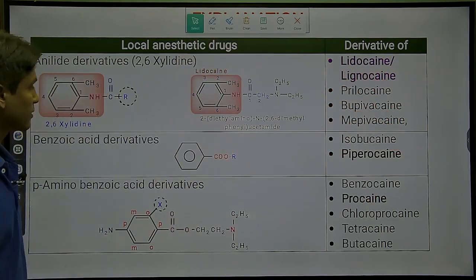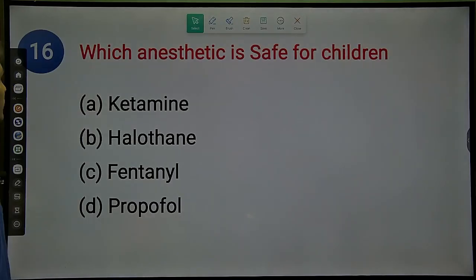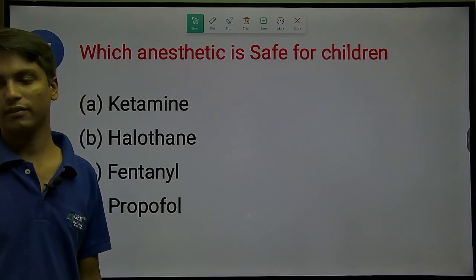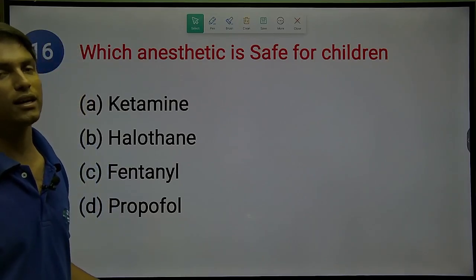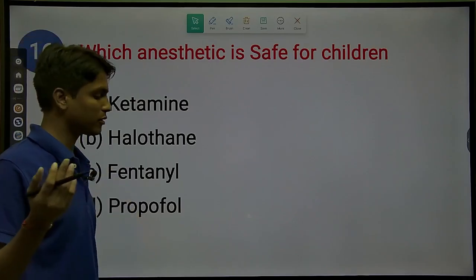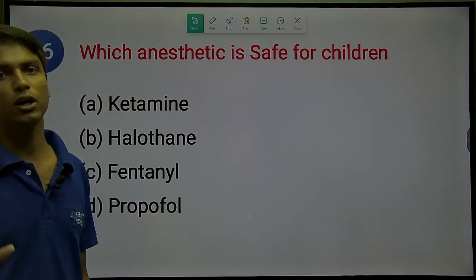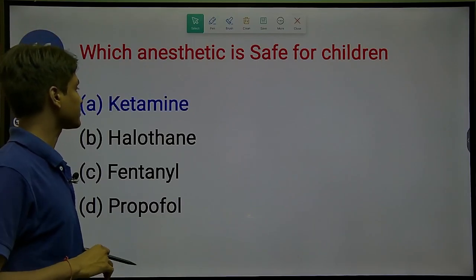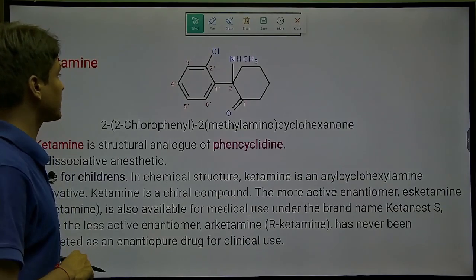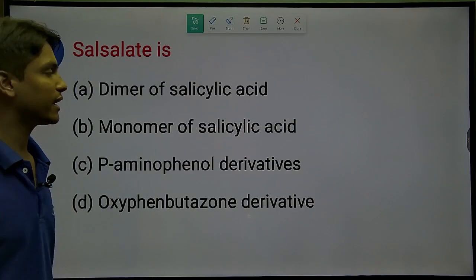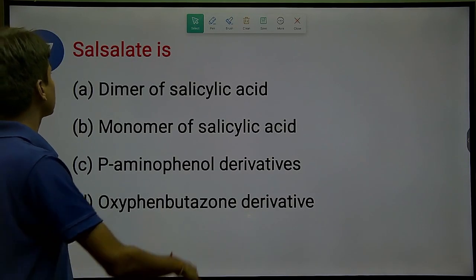Next, which anesthetic is safe for children? Ketamine, halothane, fentanyl and propofol are all general anesthetics, but which is safe in children? It is ketamine. That it is safe in children depends purely on the stereochemistry, that is the enantiomeric property.